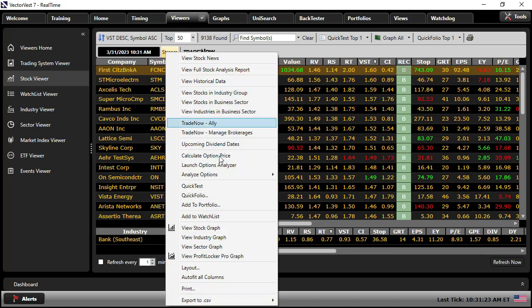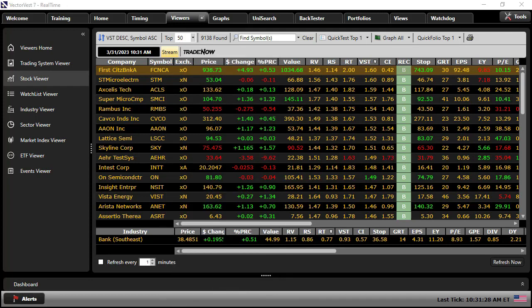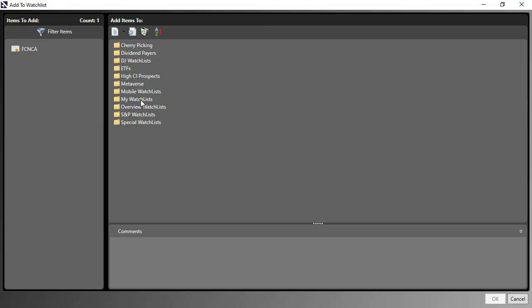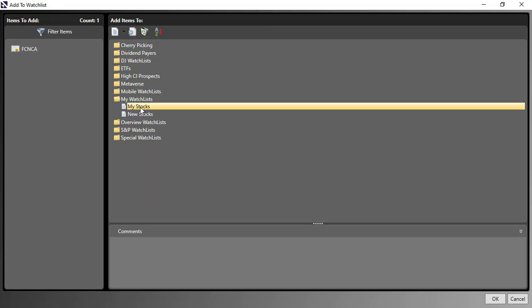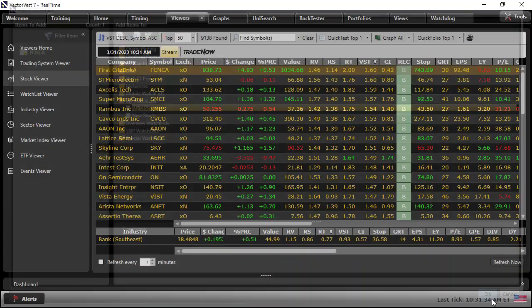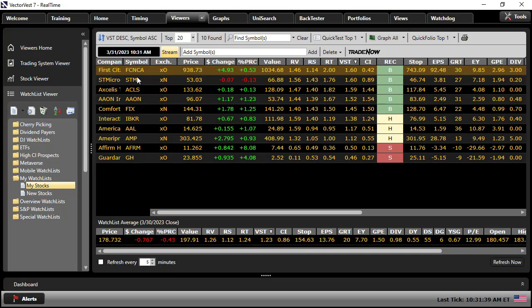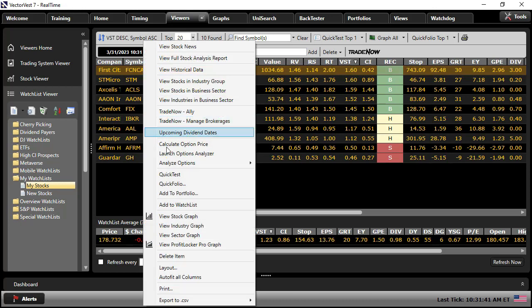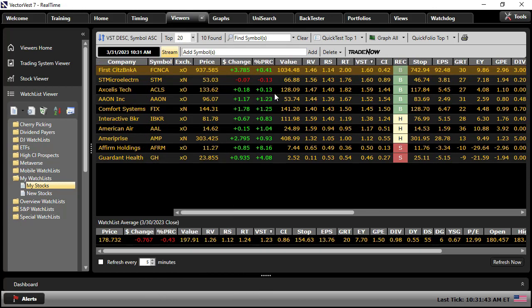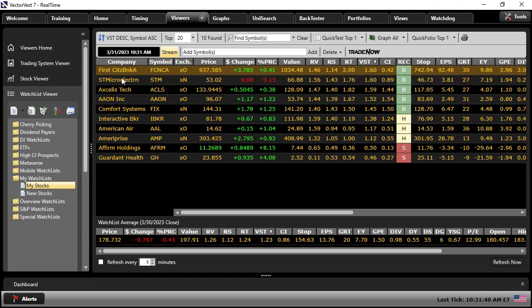So I can right click, I could click add to watch list, and then it's going to allow me to come to my watch lists, to my stocks, and I'll click OK. And what I've just done is added that stock to my watch list. It's now the top ranked stock in my portfolio. Okay. Obviously the relative timing indicator, and with all the headlines of the regional banks coming into play, but it's the best performer in our portfolio right now in our database.